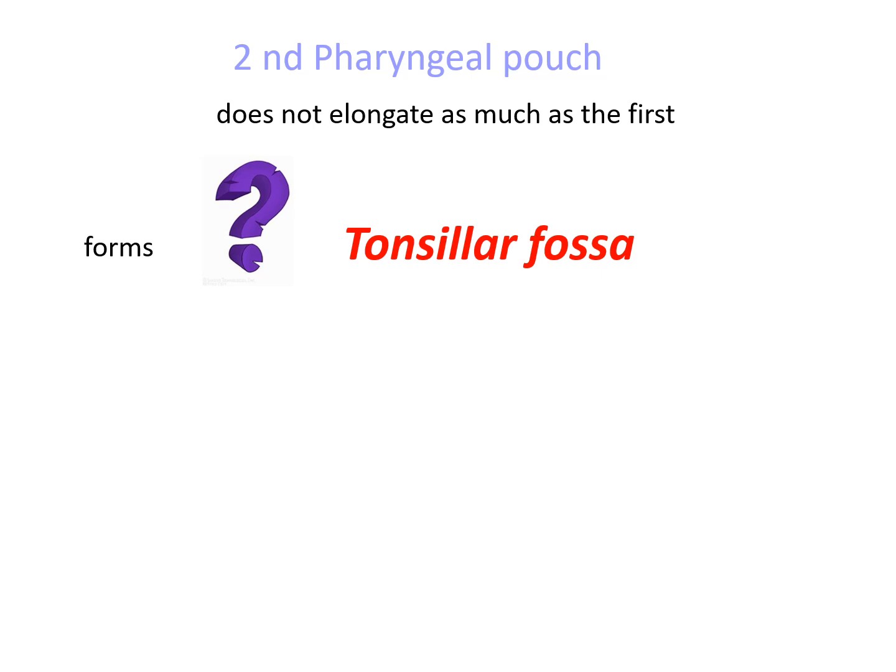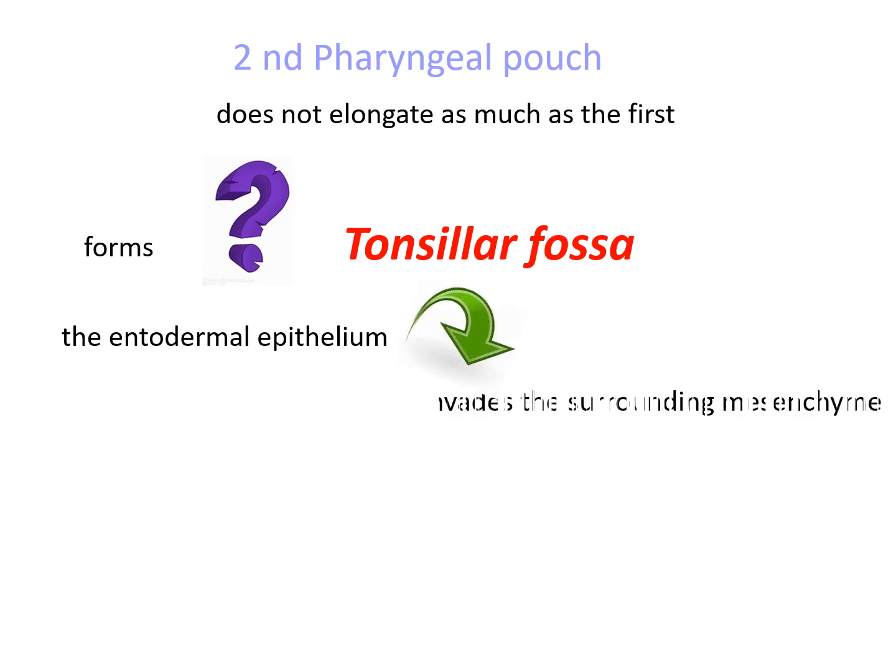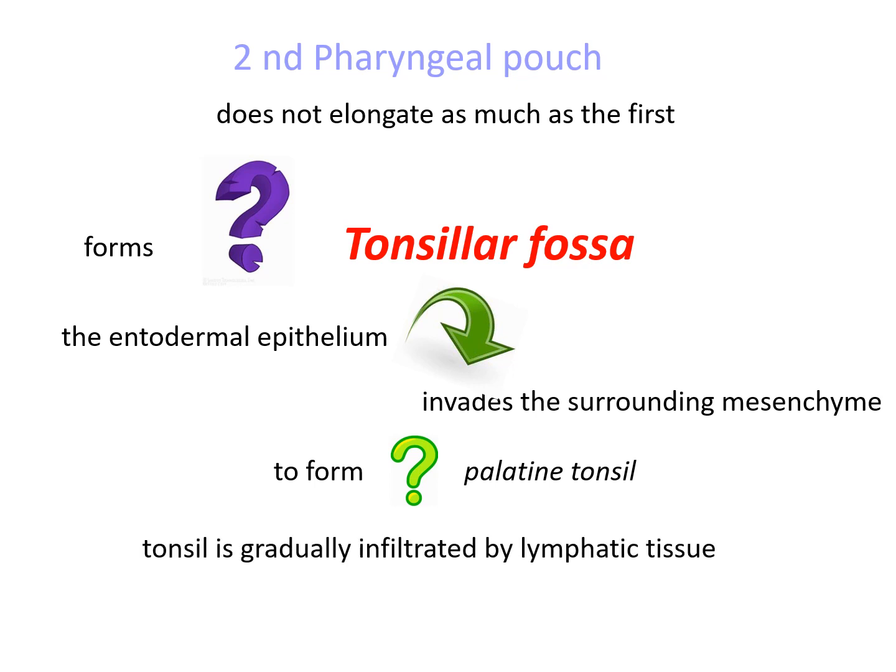Let's see some details about the second pharyngeal pouch. This pouch does not elongate as much as the first, because the first forms the Eustachian tube and the middle ear, and the second one will form the tonsillar fossa, made of endodermal epithelium. This is going to be invading the surrounding mesenchyme to form the palatine tonsils. This tonsil is gradually infiltrated by lymphatic tissue.